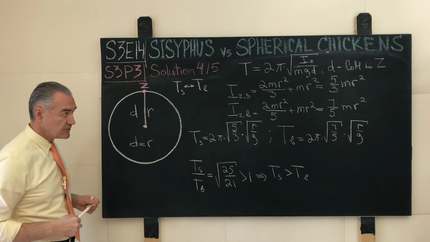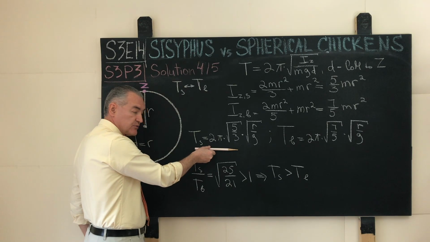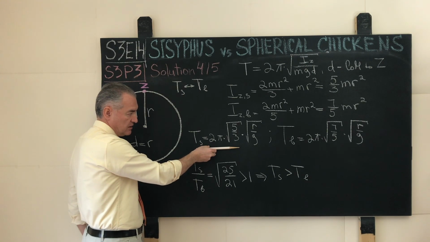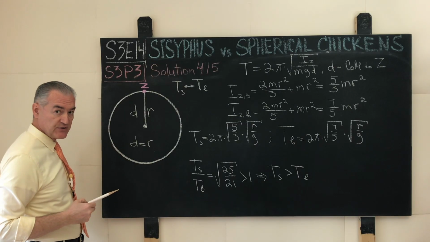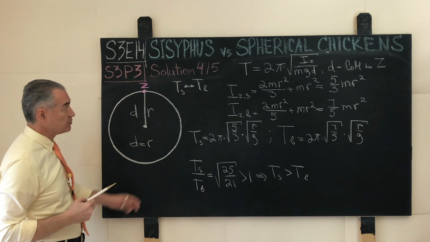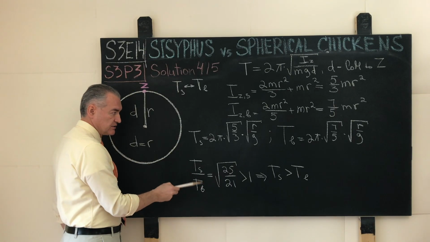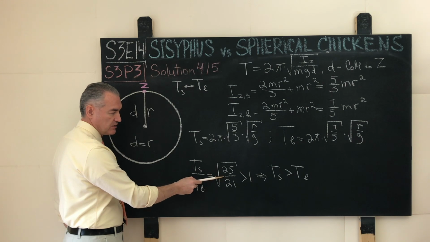So amazingly enough, the actual expressions for the periods of small angle oscillations of our spherical chickens of uniform density in this case came out to be different compared to the answer we obtained in the previous segment, in the problem number 3. But their ratio, look at this. This is interesting. Their ratio came out to be actually one and the same.